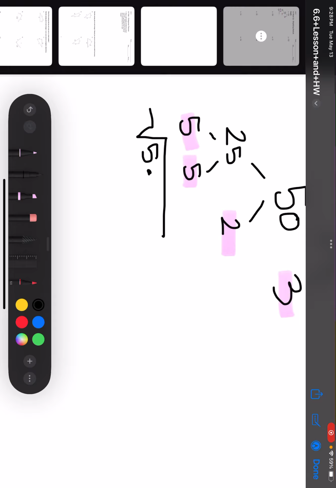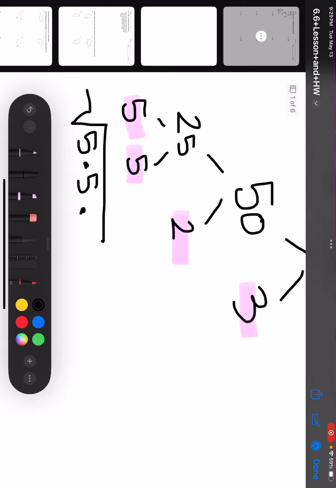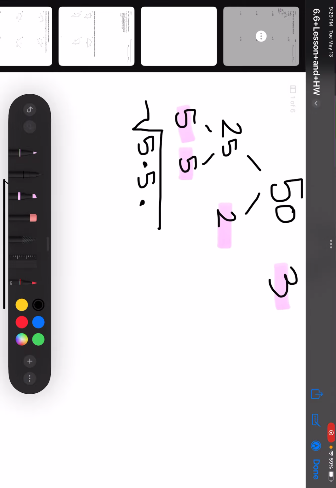You have to write it like this. You put all your prime numbers, the ones that are highlighted, in this area right here, and you put multiply in between each of them. So our two 5s, and our 2, and then our 3, right? So we have two 5s.